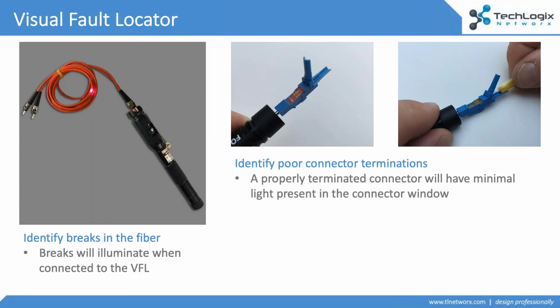So a VFL, because it's a visible wavelength of light, will illuminate any breaks in the cable. Okay, so if we've got a cable patch cord and maybe we bent it too much and it snapped in the middle, the VFL is going to show us that. Now, here's the problem. In most real world installations, these cables are going in the wall. So we don't necessarily have the luxury of seeing a break light up.